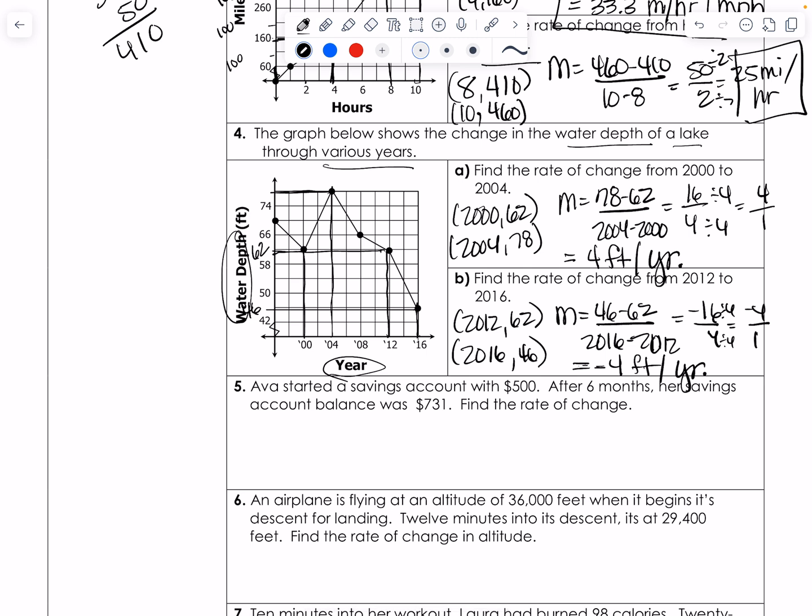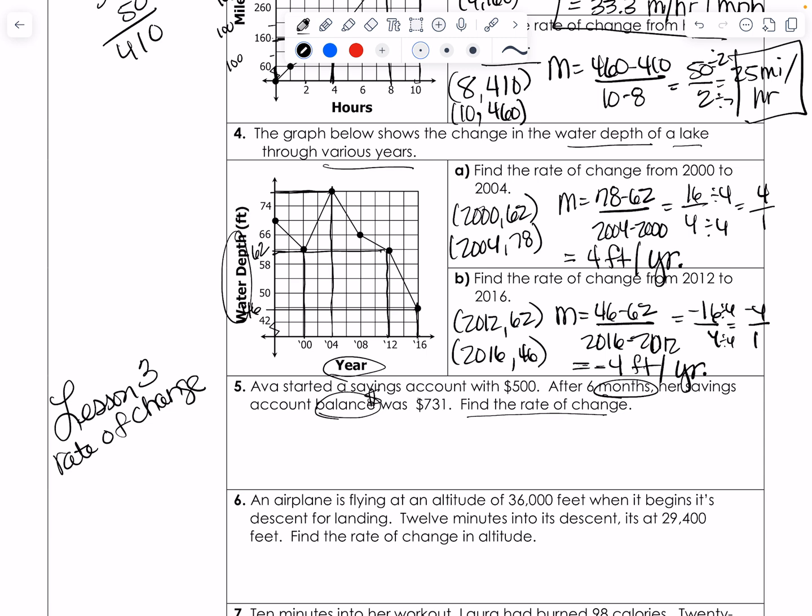Okay, so now let's look next. Ava started a savings account with $500 in her account. After 6 months, her savings account balance was $731. Find the rate of change. So remember, lesson 3, if you need to go back, was the rate of change lesson, so you can go back and look at that. Just remember that we're looking for months, and then the balance, which is your money.